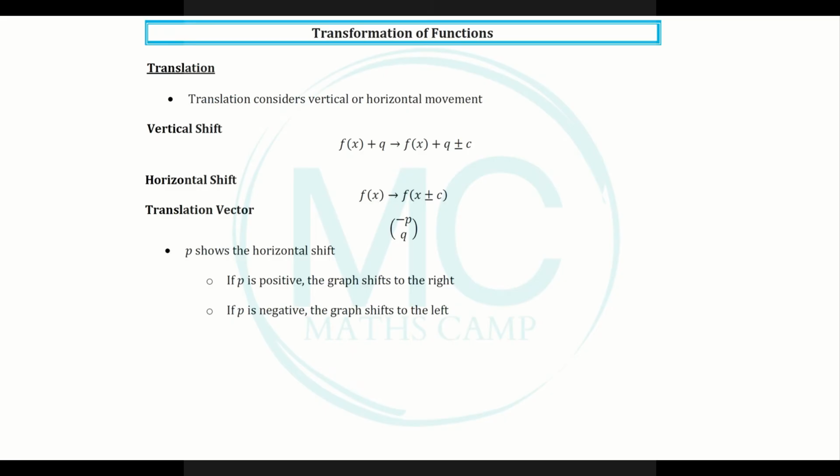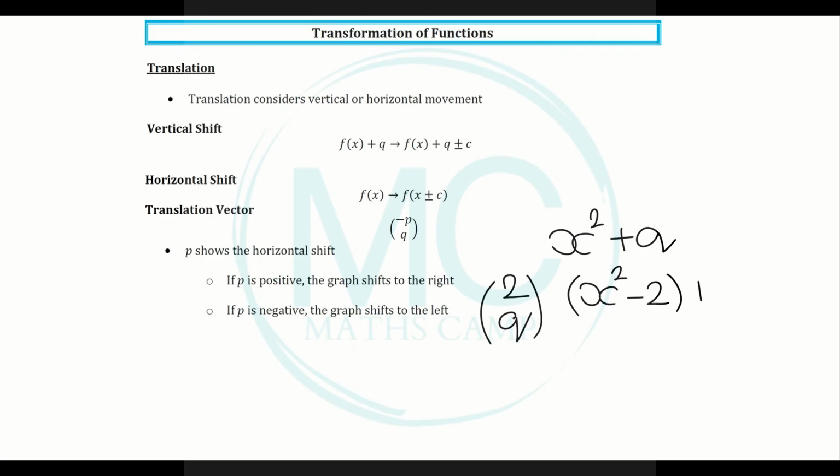As an example, let's say that we have x squared plus q. And we want to shift the graph 2 units to the right. That means that our translation vector becomes (2, q). But in our equation, we use negative p. So this becomes (x minus 2) squared plus q.